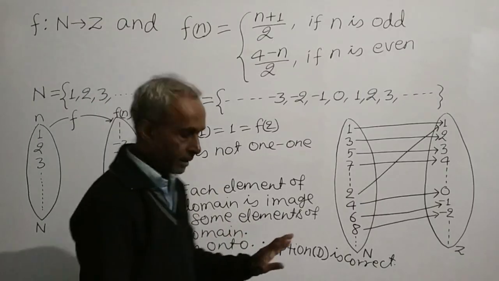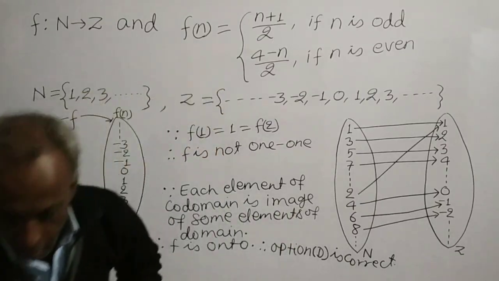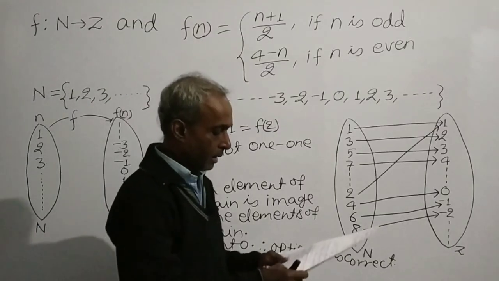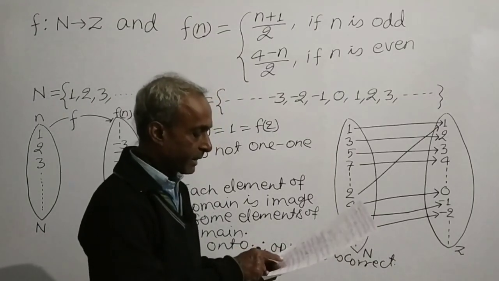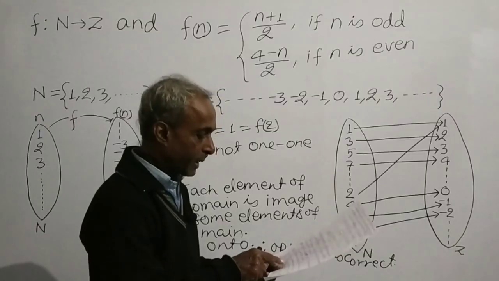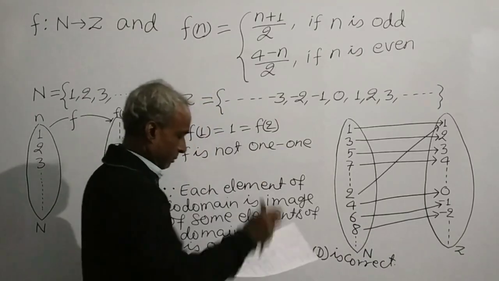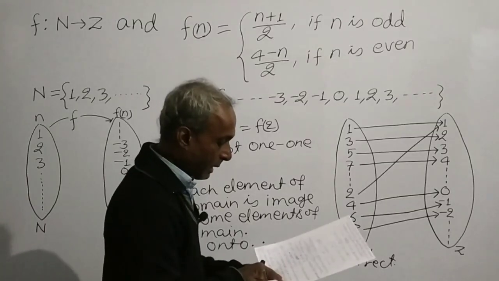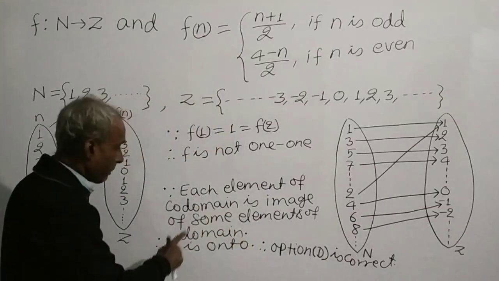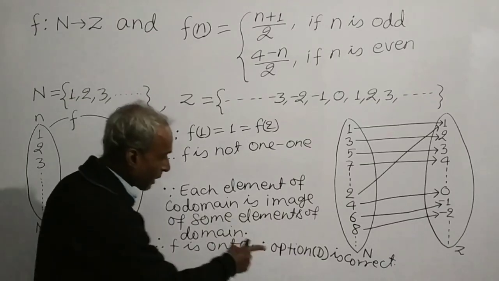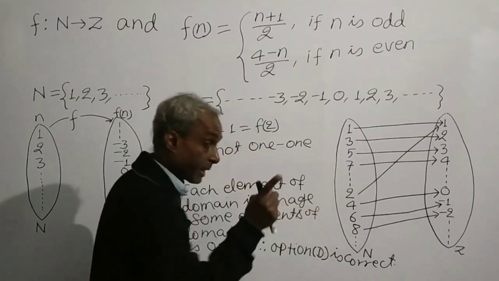Now we look at the options. In option D, it is said that f is not 1-1, but f is onto. Therefore, option D is correct.